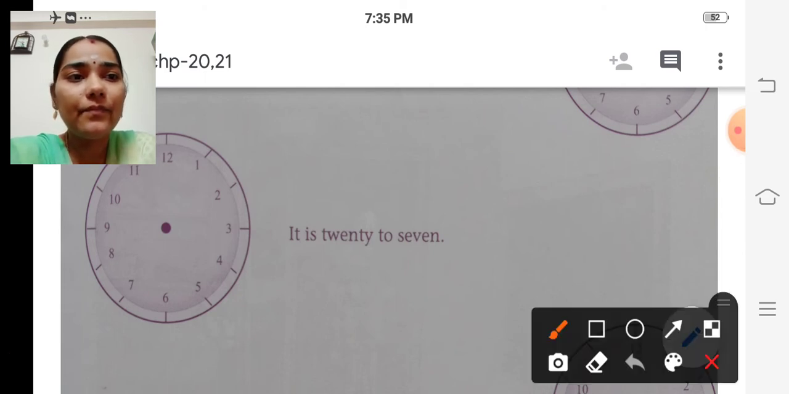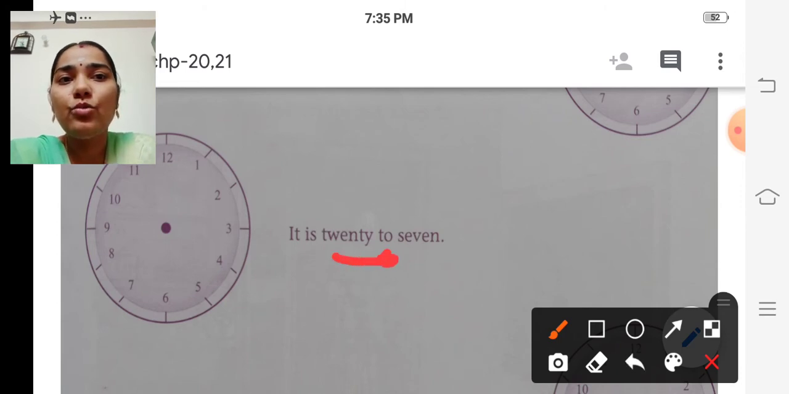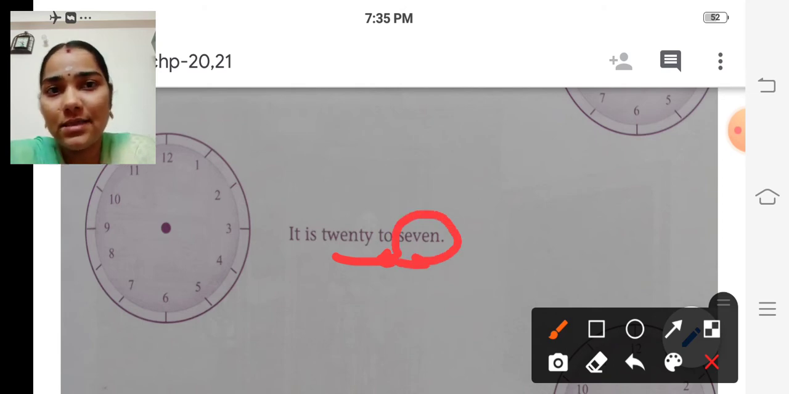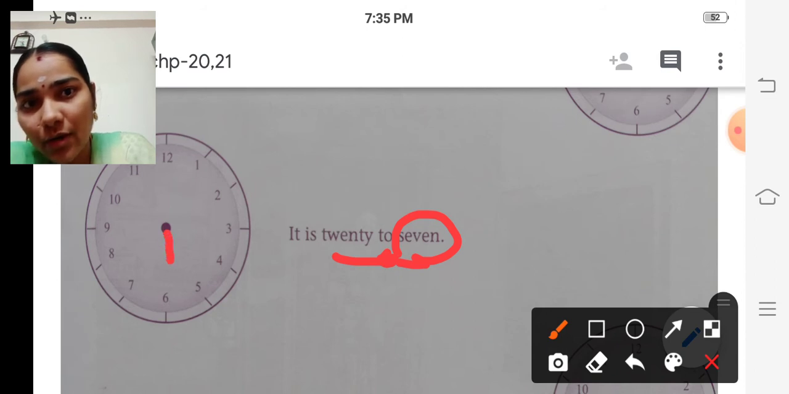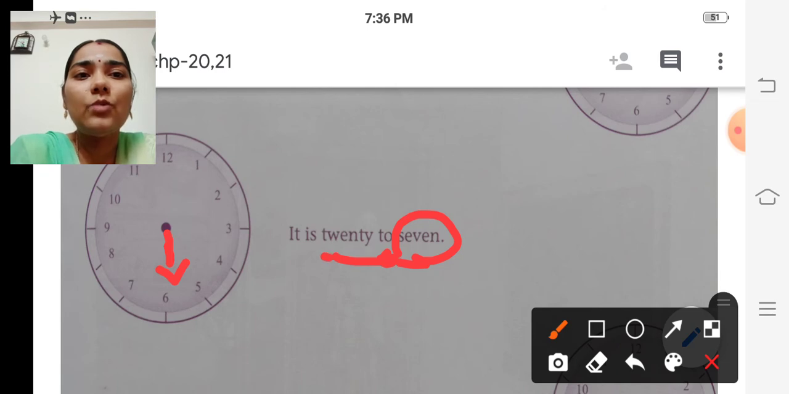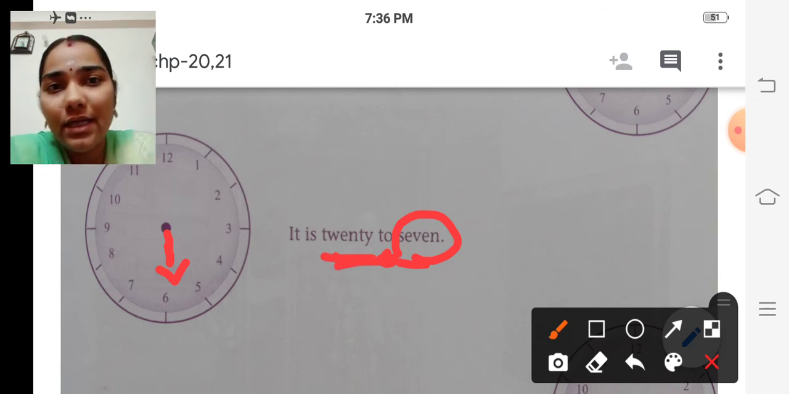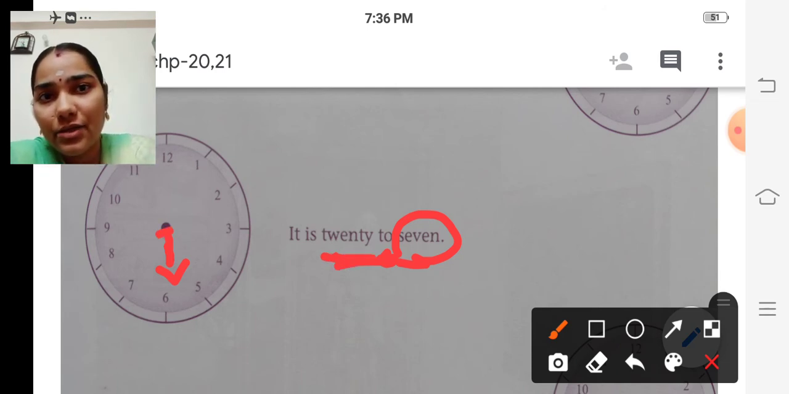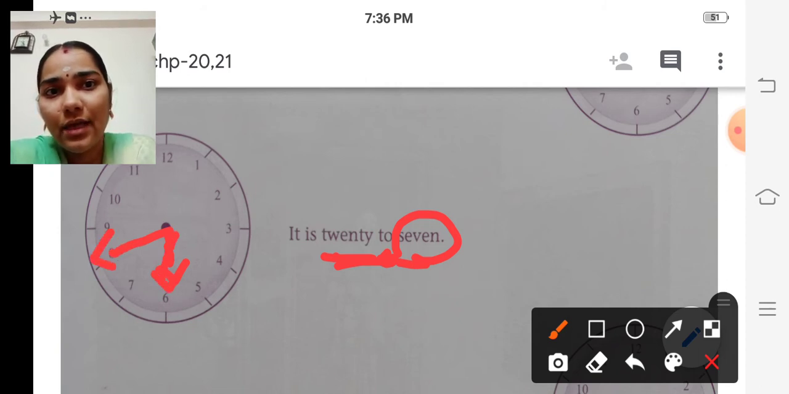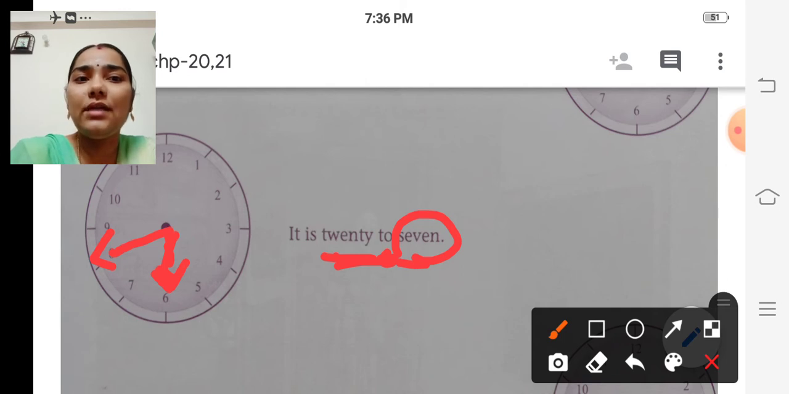20 to 7. So here they have given 20 to 7. So 7 is the next hour. So present hour is 6, isn't it? So the hour hand should be at 6, and 20 means the minute hand should be at 8. The minute hand should be at 8.